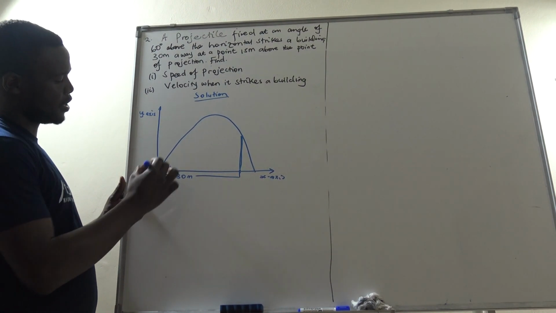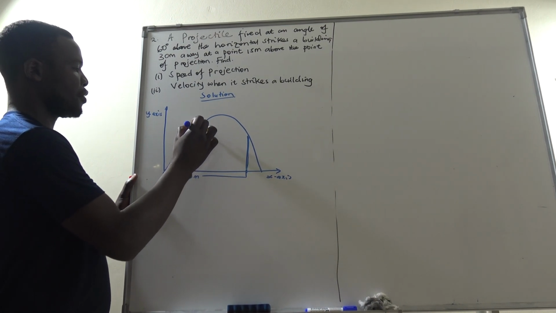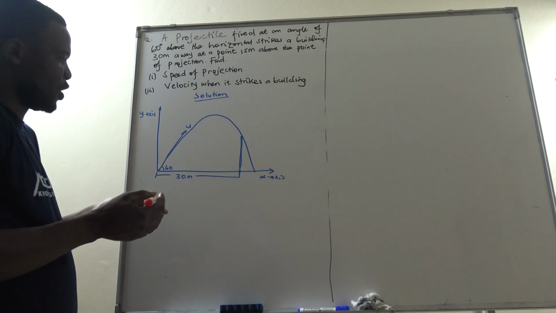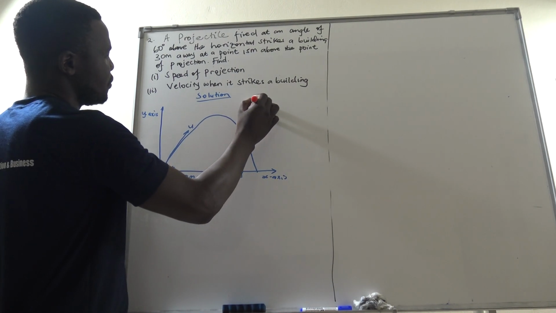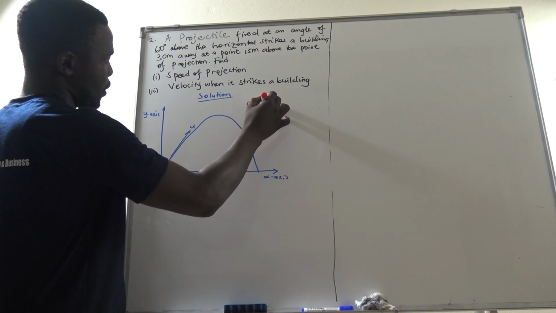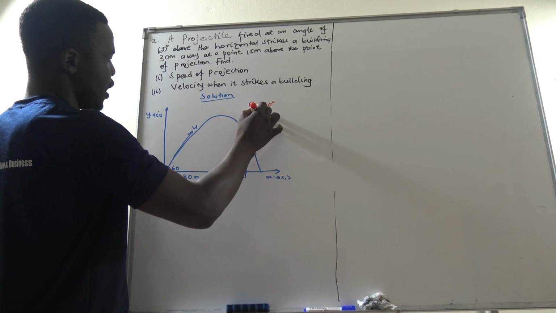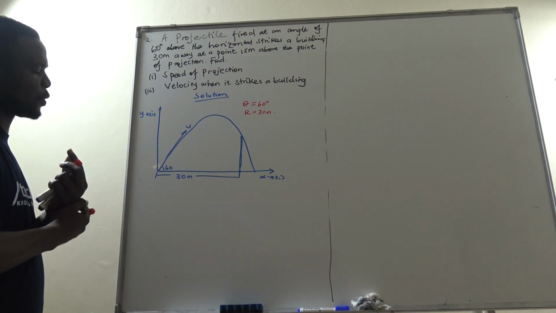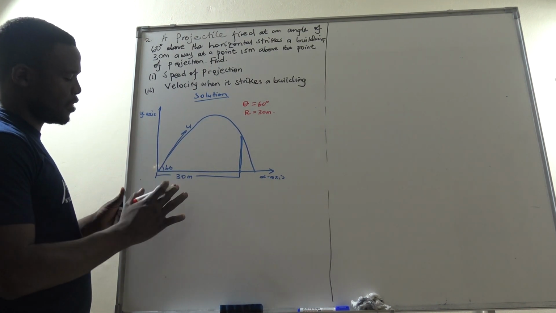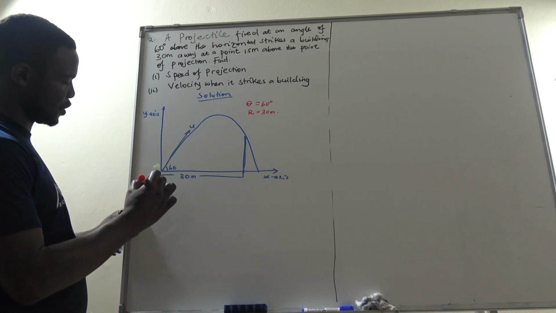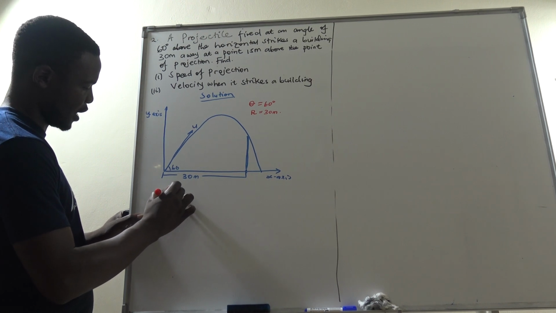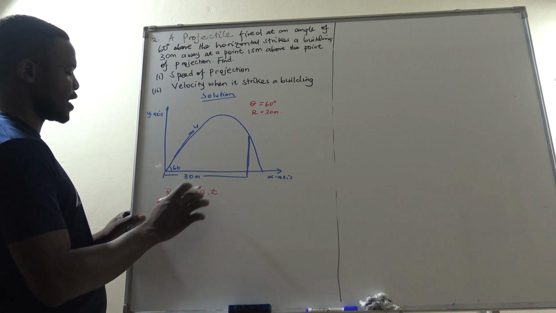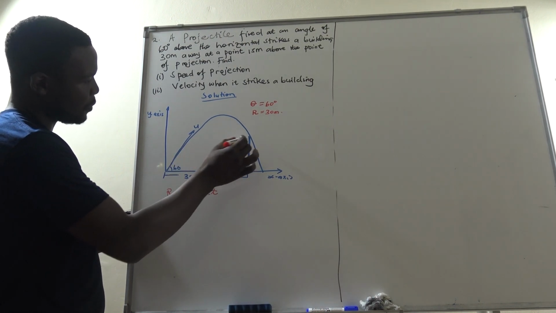Now, they are saying we should find the speed with which this projectile is projected. We don't know the speed, but from the data given, we have the angle of projection, and we have the distance up to the building as 30 meters. Now, how do we get the speed of projection? There are various ways. For example, we know that we have horizontal range R. We said R is equal to u cos theta times t, where t is the time taken to move from here up to there.